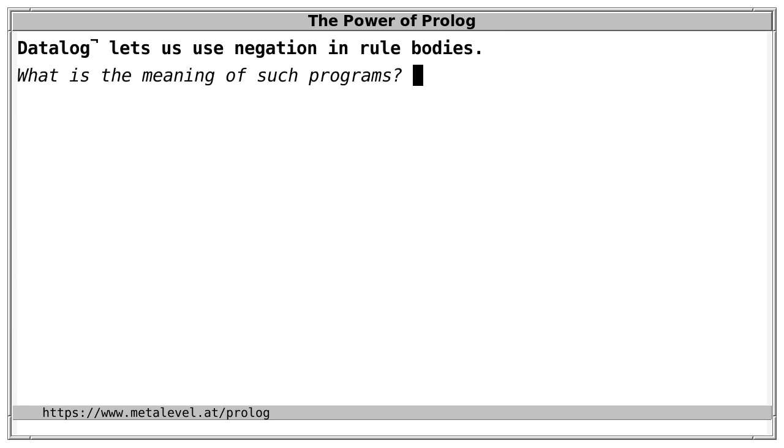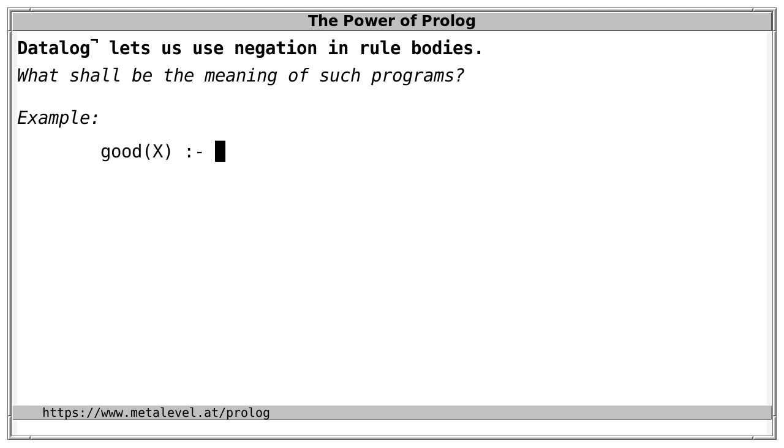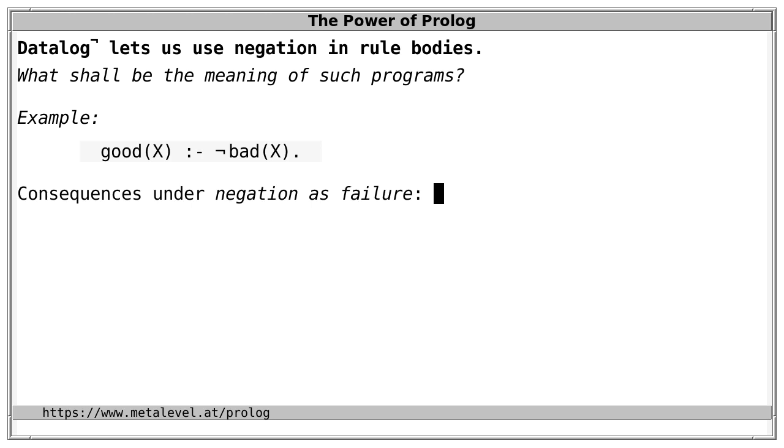So what is the meaning of such programs? Or rather, what shall be the meaning of such programs? Because the language should suit our needs. So we better give it a meaning that's useful to us. For example, suppose we define x is good if it's not bad. Then what are the consequences of this definition if we interpret negation as failure to derive something? Well, for instance, one consequence is that soup is good, right?